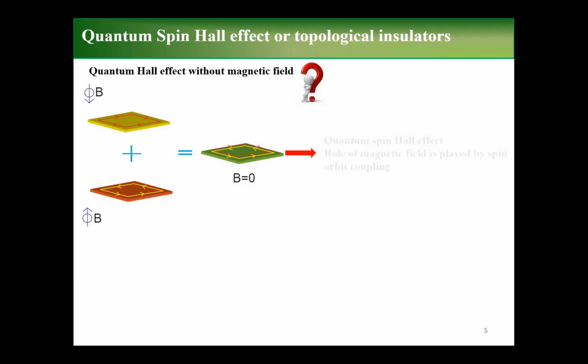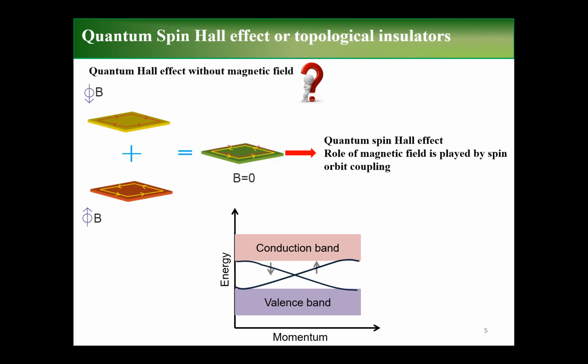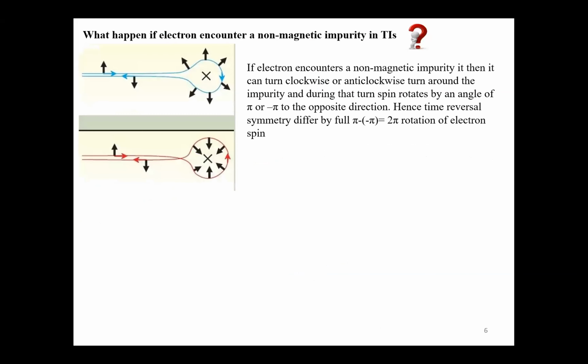So we can say that the quantum spin Hall effect is also known as a topological insulator, and the role of the magnetic field in this system is played by the spin orbit coupling. So topological insulators are generally observed in materials that have high spin orbit coupling, and the conduction takes place due to the spin of the electrons at the edges for a two-dimensional system.